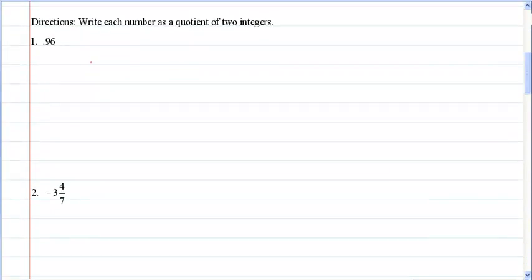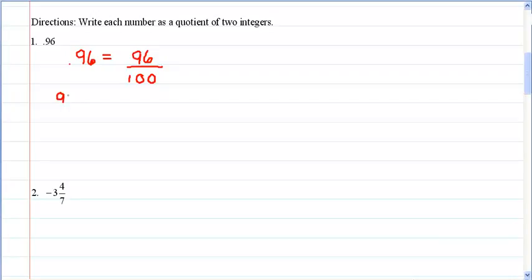So the directions are to write each number as a quotient of two integers. If I take the number 0.96, this is 96 hundredths, where there are two numbers to the right of the decimal, which means we write 96 over 100. And then we just want to take 96 over 100 and reduce it.